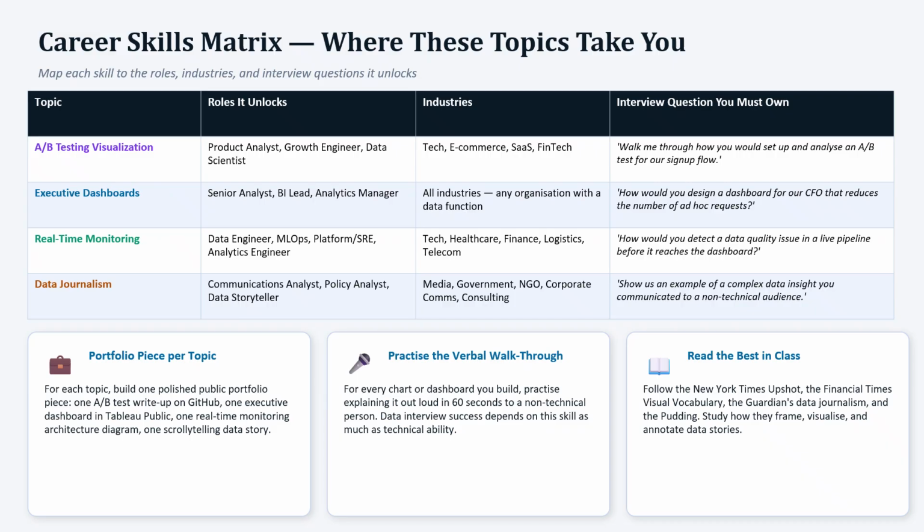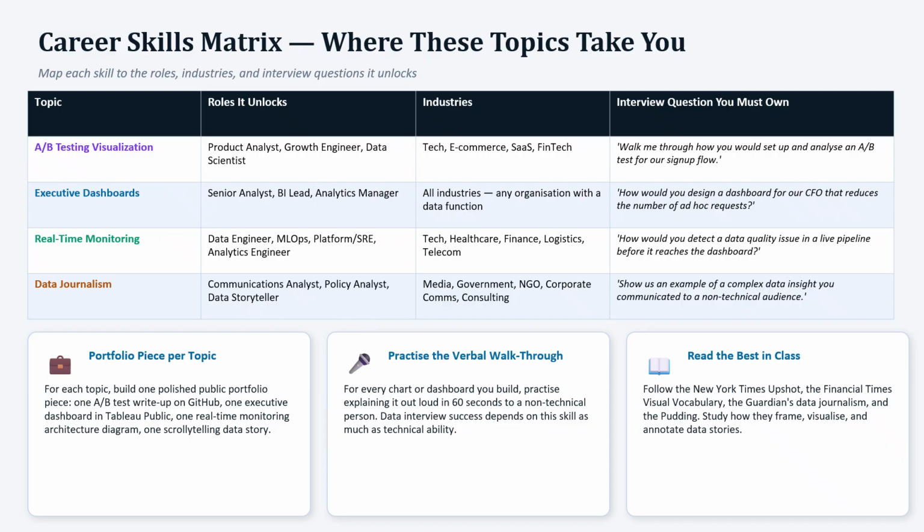A/B testing visualization is the most directly relevant to product analyst and growth roles. If you apply for any product or growth analytics role, you will be asked to walk through how to design and analyze an experiment. This is a close to universal interview question at companies like Airbnb, Netflix, Booking.com, and any tech company with a product.